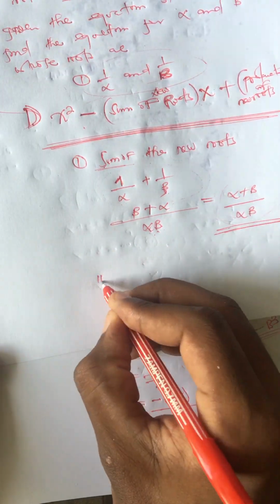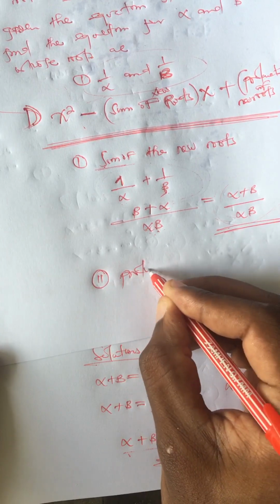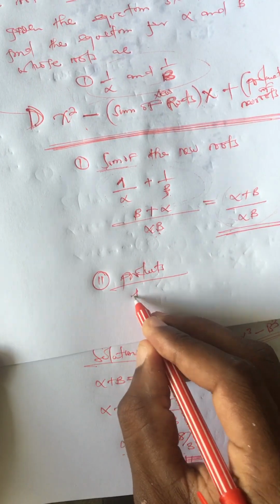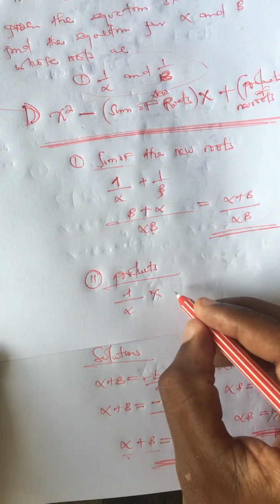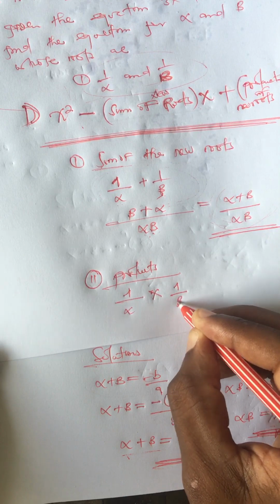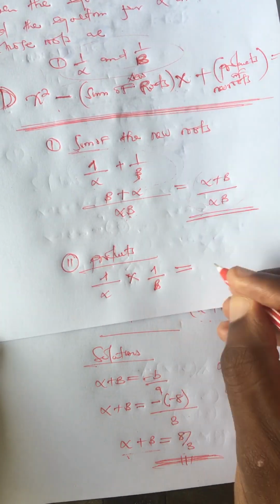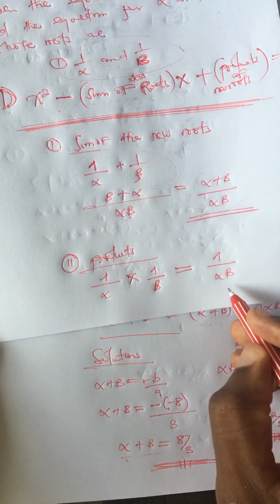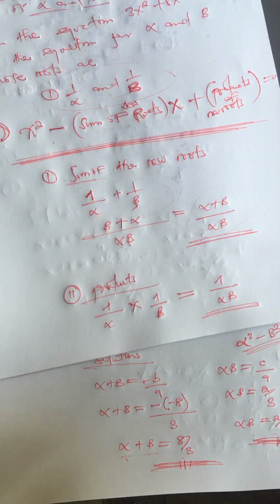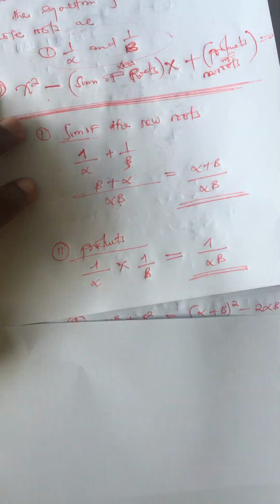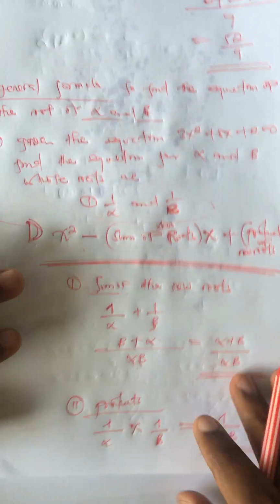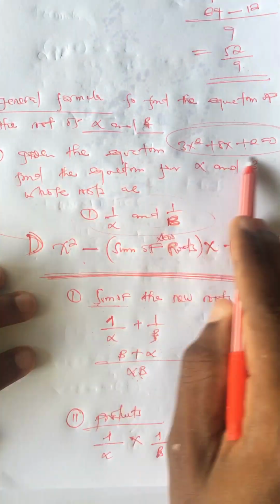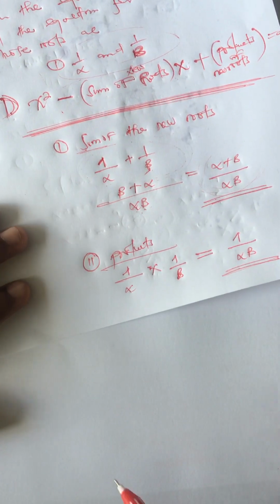Then the product: it will be 1 over alpha, then you multiply. Product means multiplication. Then over beta, like that. Then this will give you 1 over alpha beta, like that. Okay. Easy stuff, huh? Then from there, we can get now the equation given.